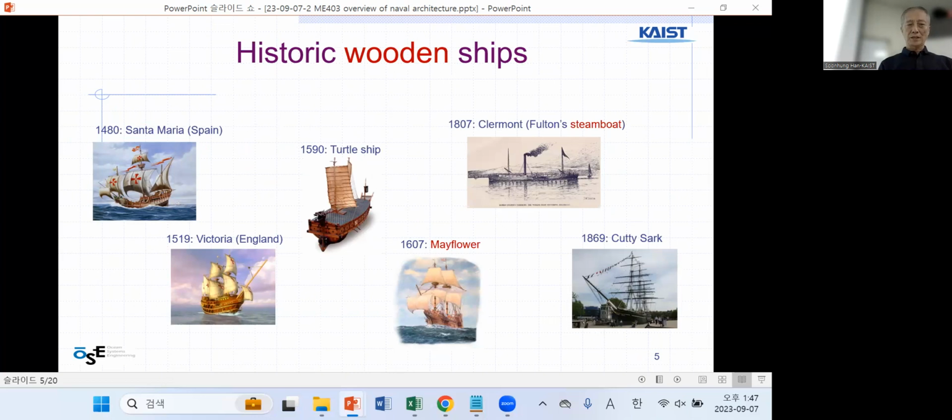Historic wooden ships: the Santa Maria, for Columbus, 15th century. Victoria. Can you remember what Victoria is famous for? Okay. So I put them in sequence of timing, the Korean ship, and the Mayflower. The Mayflower is for immigration to the United States. And then the steamboat comes in the 19th century. And Cutty Sark is probably US or UK, but I put this one because it is a famous alcohol brand, Cutty Sark. But I know this one is famous in history.